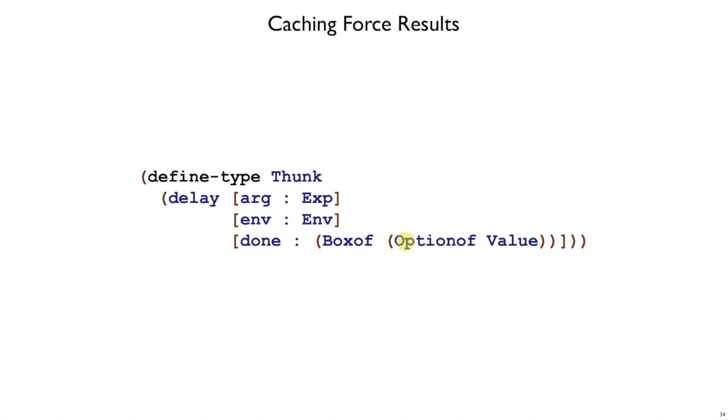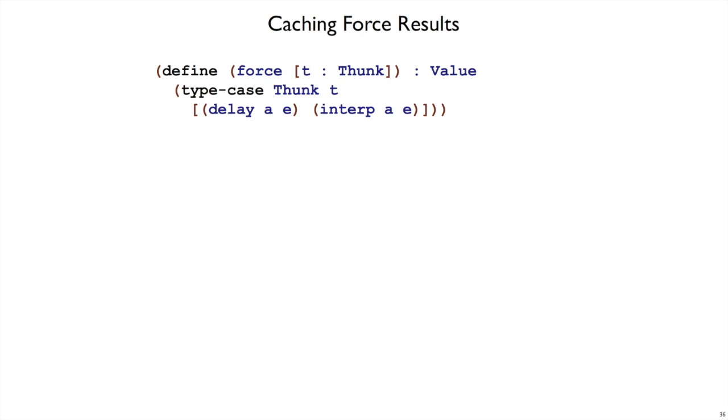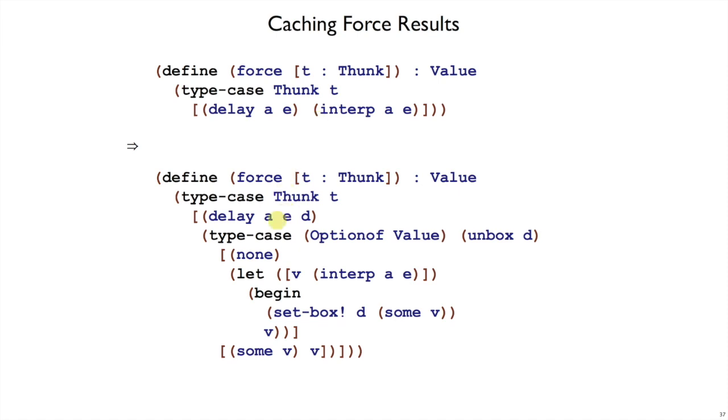So when we create a delay, we start out with a box that has none inside because it hasn't been interpreted yet. And then we change the force function to, instead of having 2 fields to look at and always call interp, we will have 3 fields: the expression, the environment, and a box that has the value if we've already computed it.